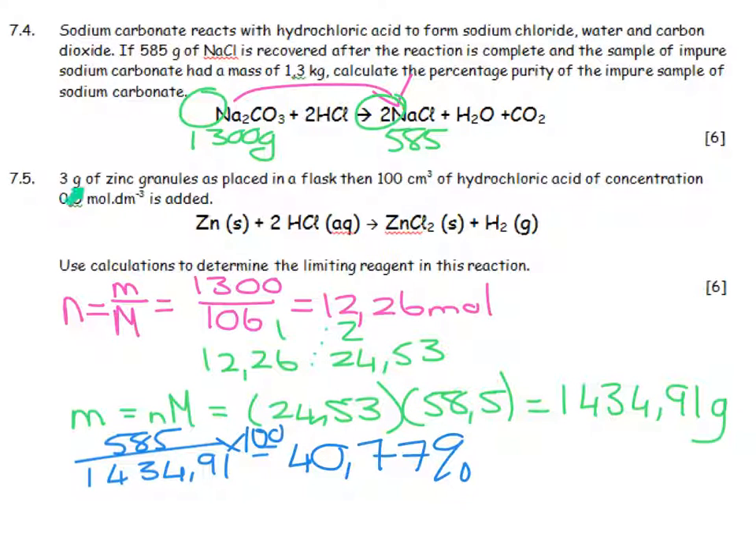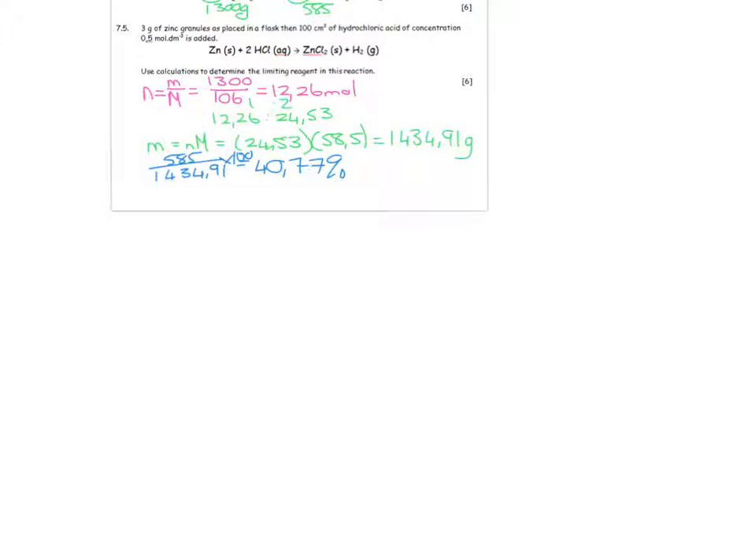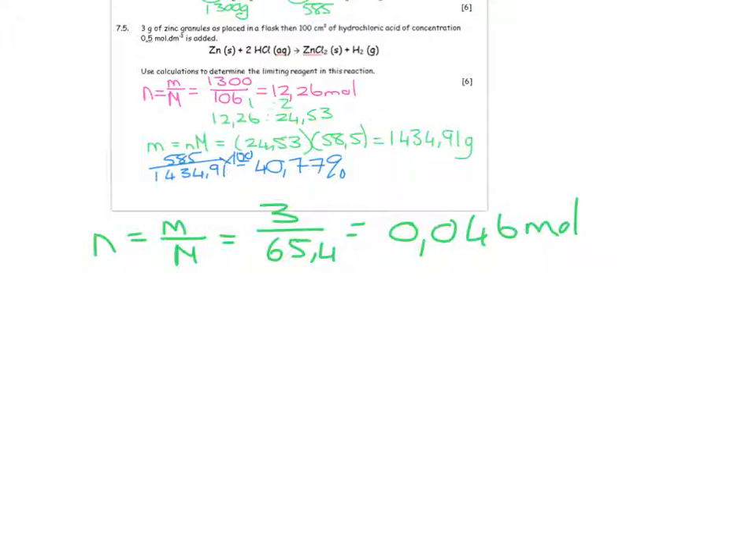Last question. 3 grams of zinc is packed into a flask of hydrochloric acid and the concentration is given. Use calculations to determine the limiting reagent, and I've told you how to make sure you at least get some marks even if you can't do very much with limiting reagents. The first thing is to work out the number of moles of each. So the number of moles is equal to mass over molar mass for zinc, and that's going to be 3 divided by 65,4, and that equals 0,046 moles of zinc.